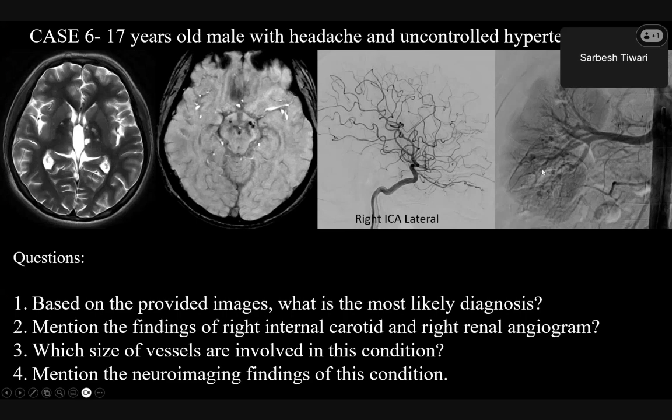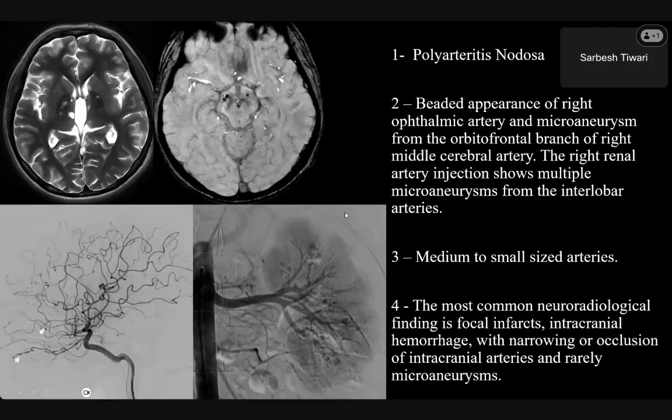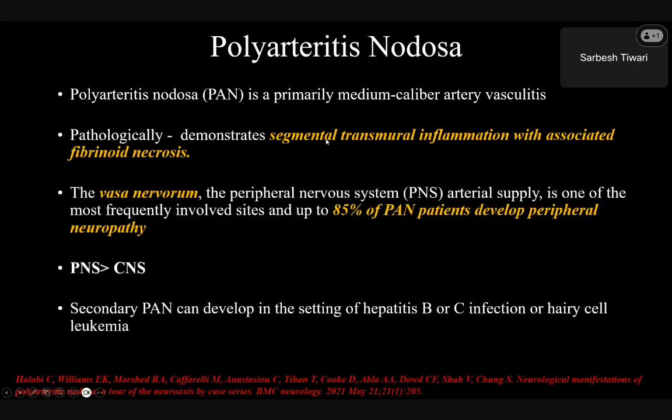So PAN basically is a primary medium caliber artery vasculitis, and it demonstrates segmental transmural inflammation with associated fibrinoid necrosis. Why does it happen? The vasa nervorum is involved. So most patients will present with peripheral nerve symptoms, that is polyneuropathy, and rarely you will have central nervous system involvement. So mostly it is the peripheral nervous system which is involved, and rarely the CNS. And secondary PAN can develop in patients with hepatitis C or B infection, or in patients with hairy cell leukemia. All right. So this one was an easy one again. Case 7.